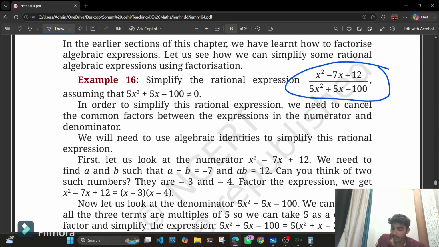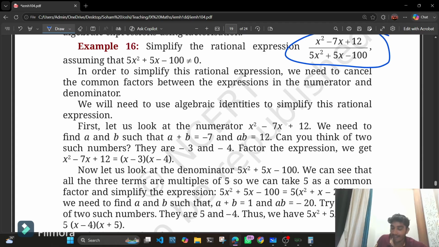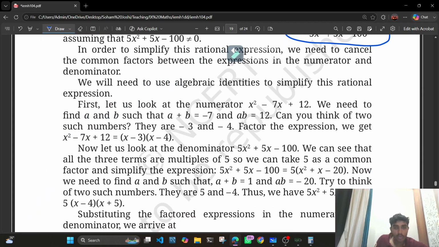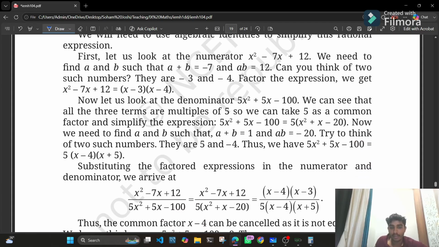You have to do nothing, just factorize both of them. You will see that some bracket cancels. You'll cancel out the brackets and you'll get the answer.